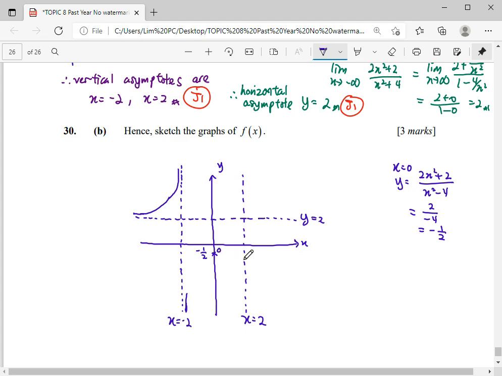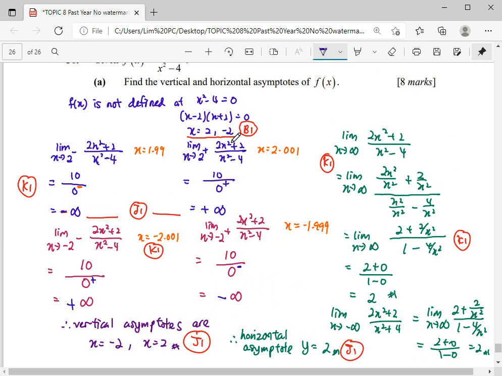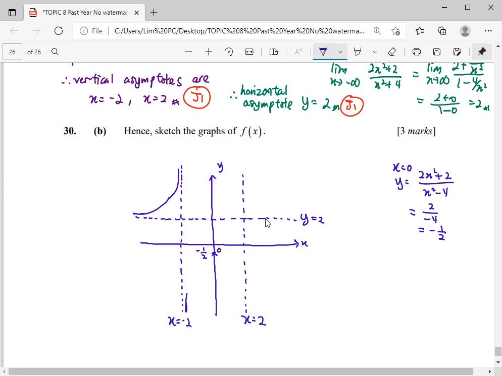And then we move on. When the graph approaches x equals 2 from the left hand side, we read our result when the limit approaches 2 from the left hand side. So our result is going to negative infinity. So it will come down to here. So our graph here will be going to intersect at the y-axis and then approach 2 from the left hand side toward negative infinity.